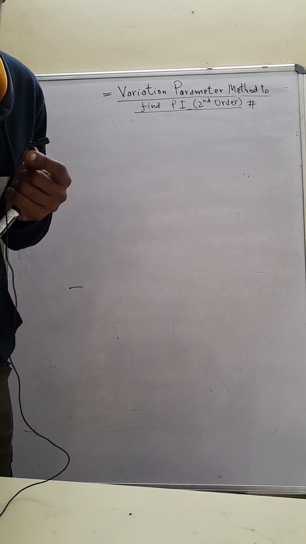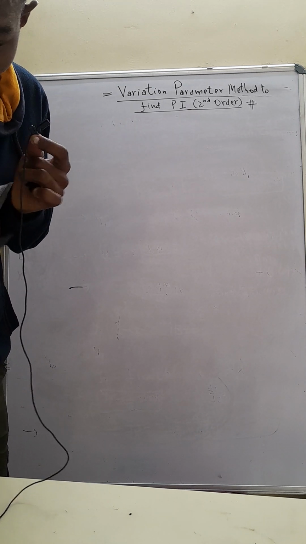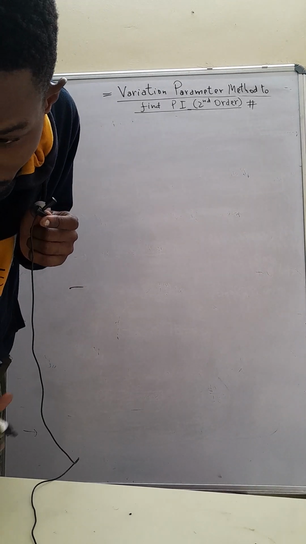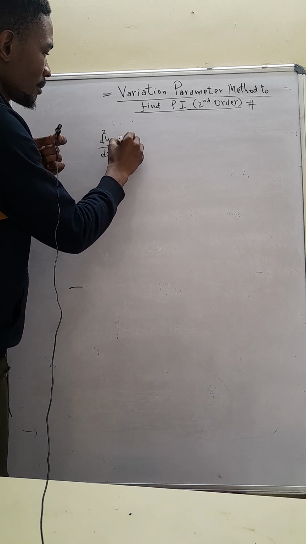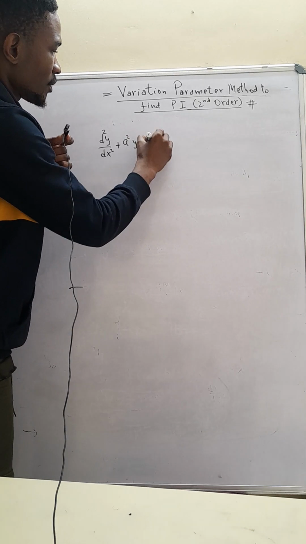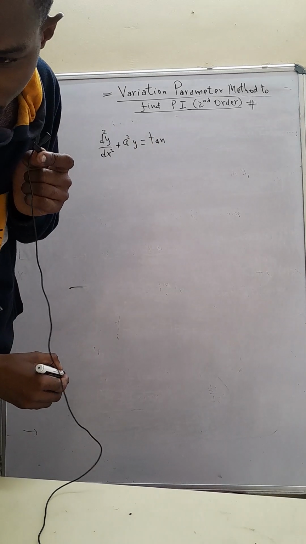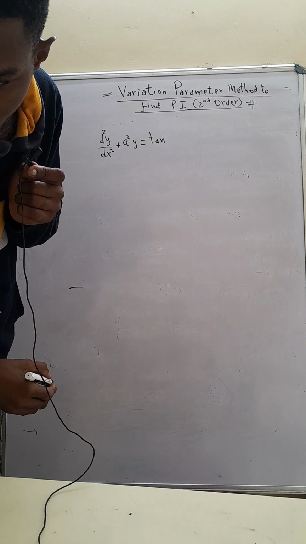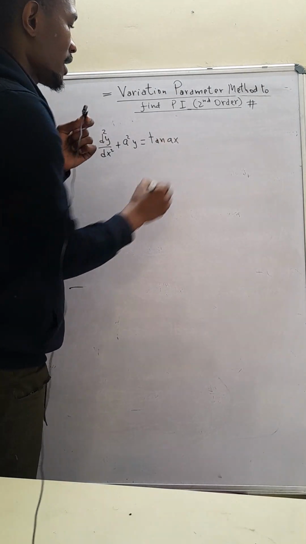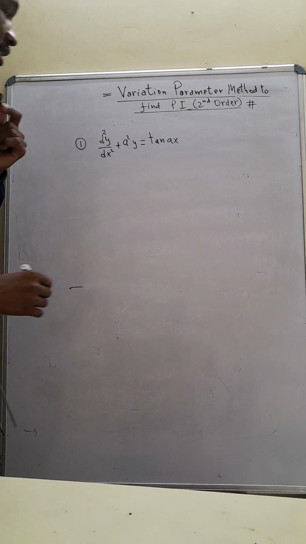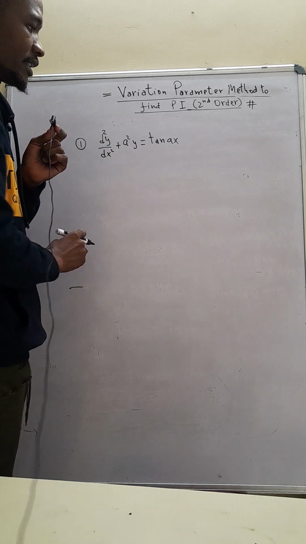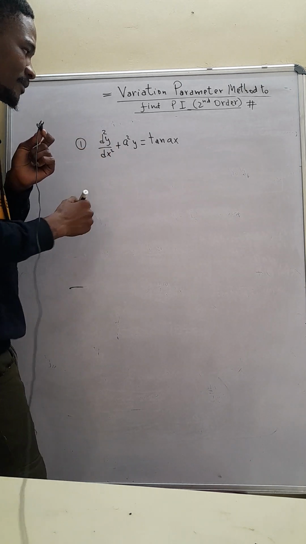Okay. Sorry. Suppose we have d squared y over dx squared plus a squared y equal to tan of ax. Okay? How to solve this? That's the question. Let me check it out. I still have time, I just thought I didn't have time. So this one is this, right? So how to solve this?